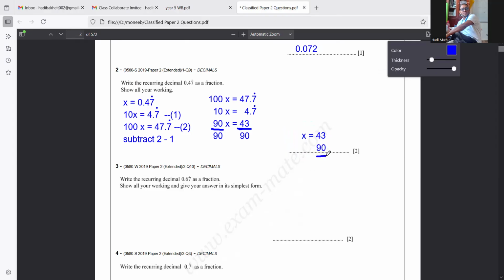Now you write this number as a fraction. It's going to be 43 over 90. The question 3 is the same idea. They say write the recurring decimal 0.6 and the 7 recurring as a fraction, the same steps. Let's go to the question after.